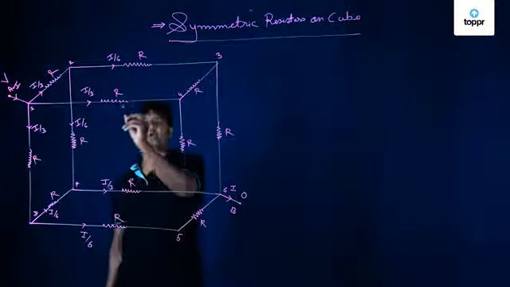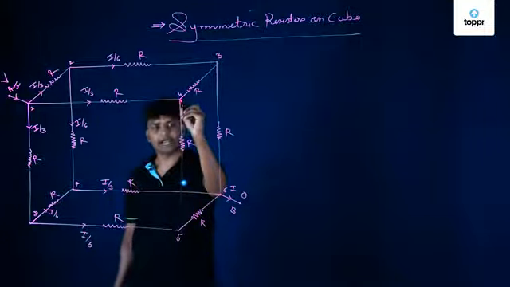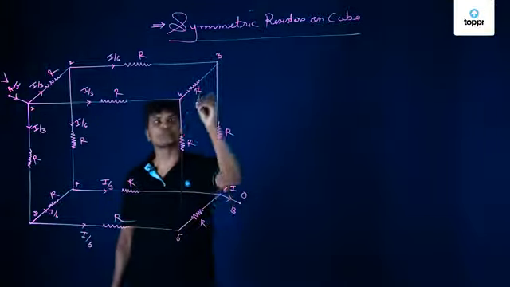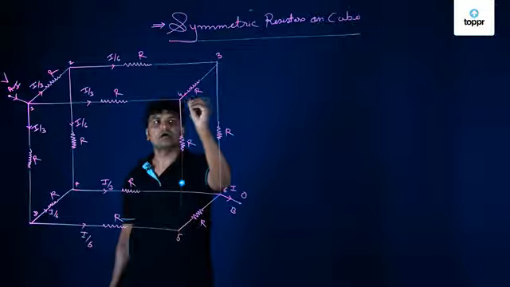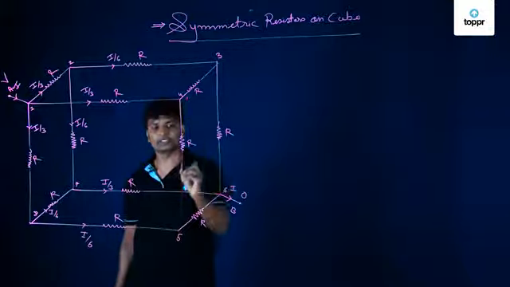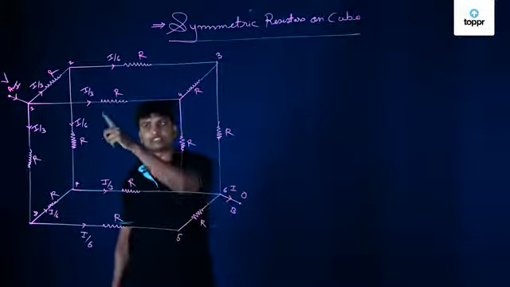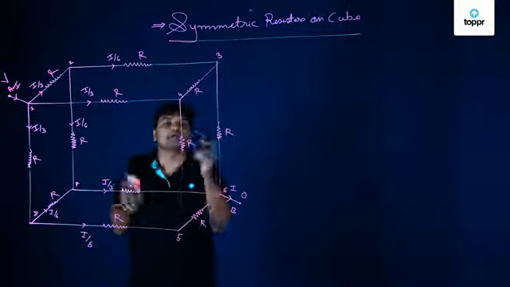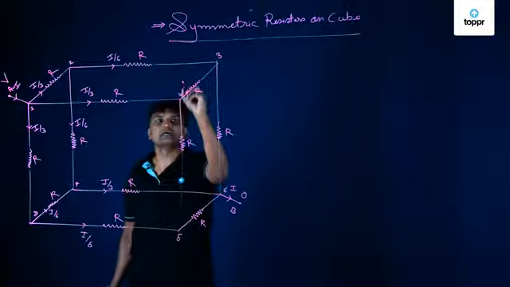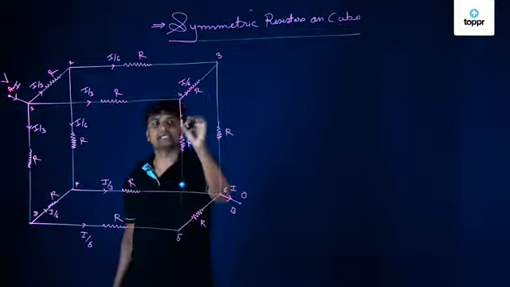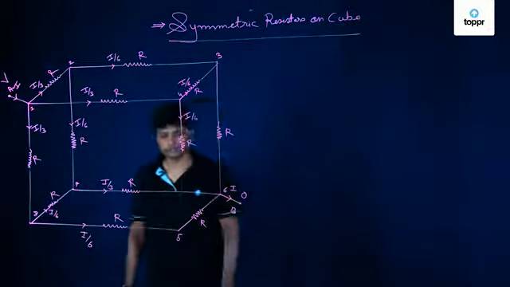Now, see here. This I by 3 will come at this particular point, and again it has two ways to go. Here the resistance is R, and here the resistance is again R. So this current will get distributed into 2 equal parts. So here the current will be I by 6 and here again I by 6.